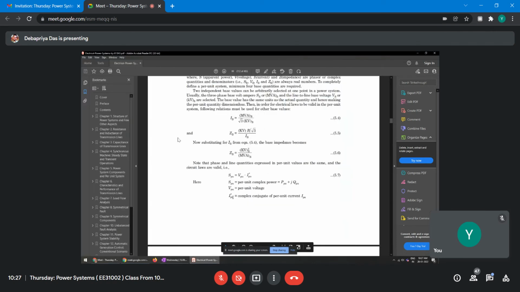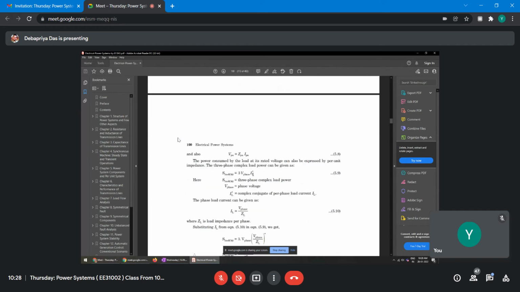So that's why here, this S_PU, complex power in per unit, is equal to P_PU plus jQ_PU. It is V_PU times the complex conjugate of I_PU, where V_PU is the per unit voltage and I_PU* is the complex conjugate of the per unit current. This way we define the apparent power. Also, in terms of per unit, V_PU is equal to Z_PU into I_PU.